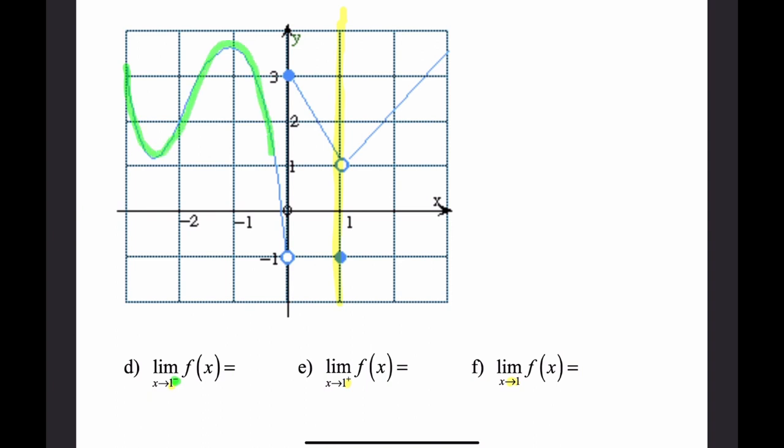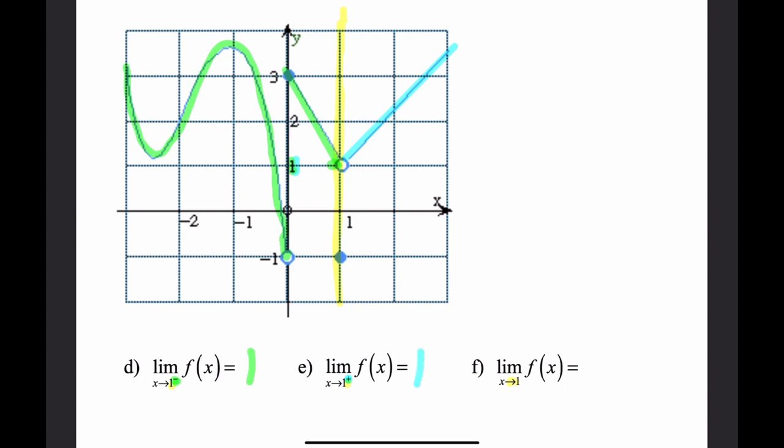I'm tracing. Here, there's a jump. It's going to jump up here. And as I get to my yellow, I'm approaching the y value of 1. So I'm going to say the limit from the left is 1. Now let's go ahead and observe the limit from the right side. And as I trace my function from the right side and get closer and closer to 1, I am also meeting it at the exact same y value of 1.